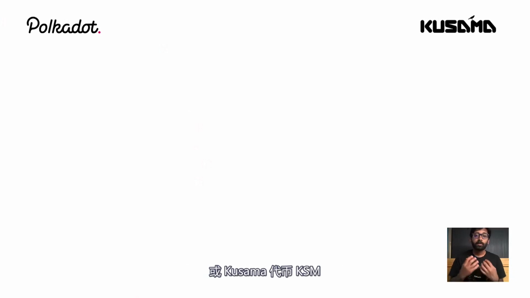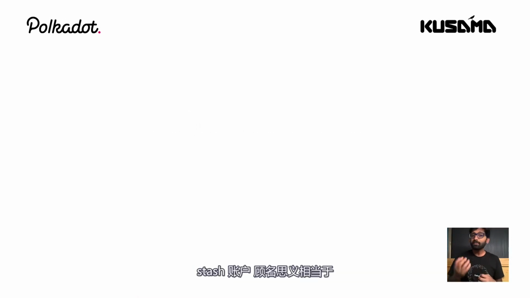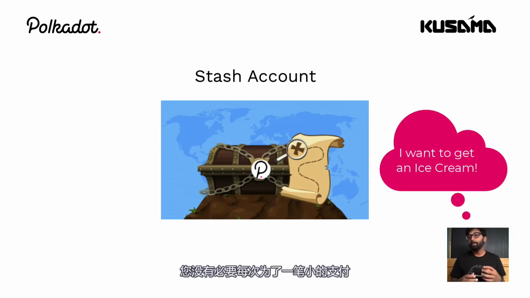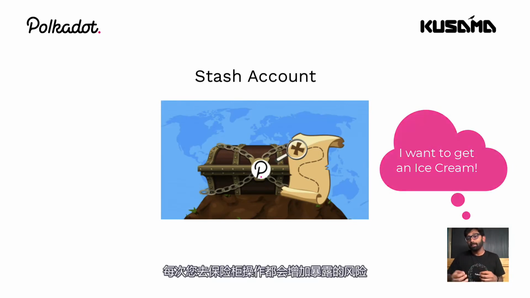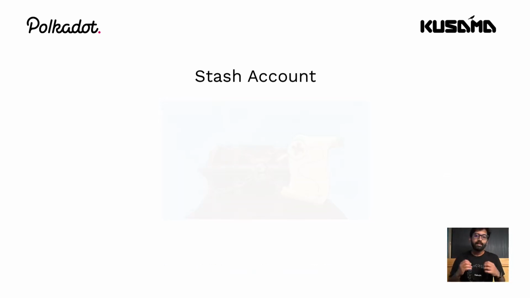If you tried staking your DOTs or Kusama tokens on Polkadot.js, you would have come across these terms: stash and controller accounts. Stash account, like the name suggests, is equivalent of a treasure chest placed in a secret location. This is the account where most of your funds exist. It does not make sense to open this treasure chest each time you want to purchase something, right? The risk of exposing the secret location increases each time you go there.